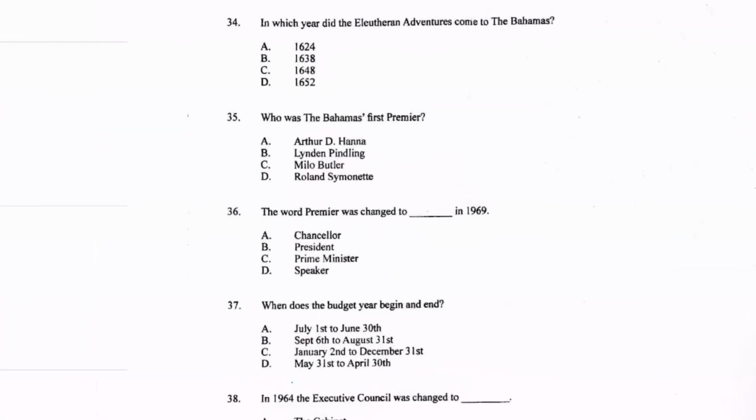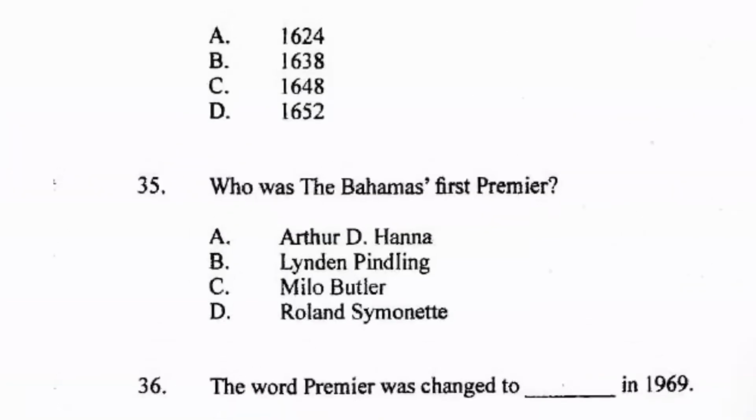In which year did the Lutheran adventurers come to the Bahamas? 1624, 1638, 1648, or 1652? All right, most people are saying C, and DeMarco, you say D or C. Okay, so the answer for number 34 is C. They came in 1648.